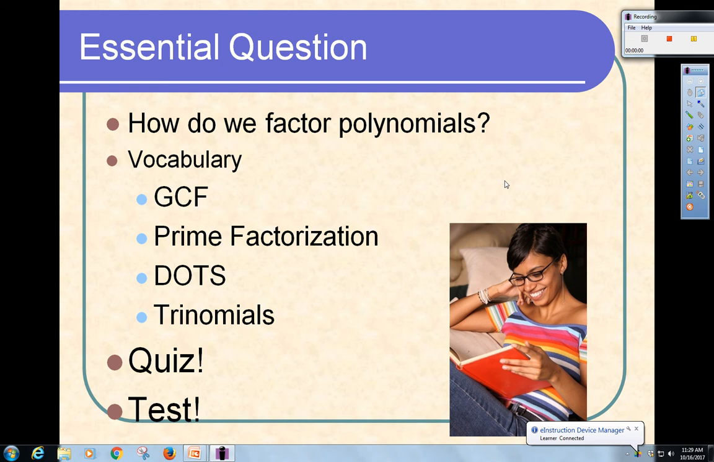Alright guys, today's essential question is how do we factor polynomials? We're going to be looking at three specific types of factoring techniques. One includes greatest common factor with prime factorization. The other one is difference of two squares, and the last one is factoring trinomials.